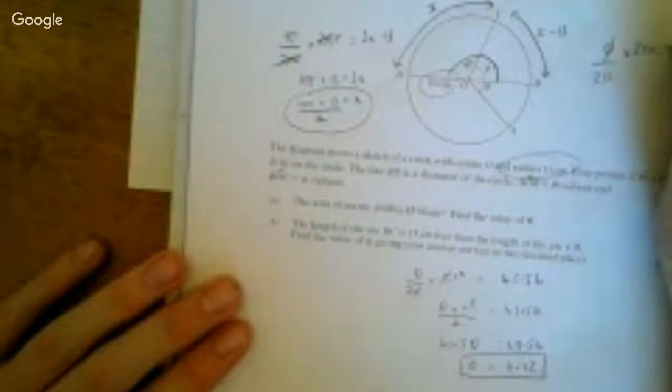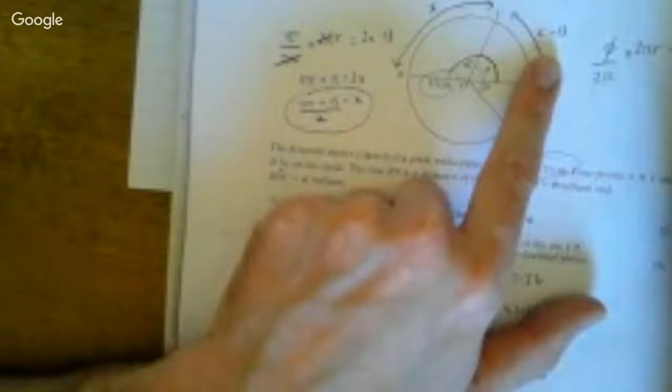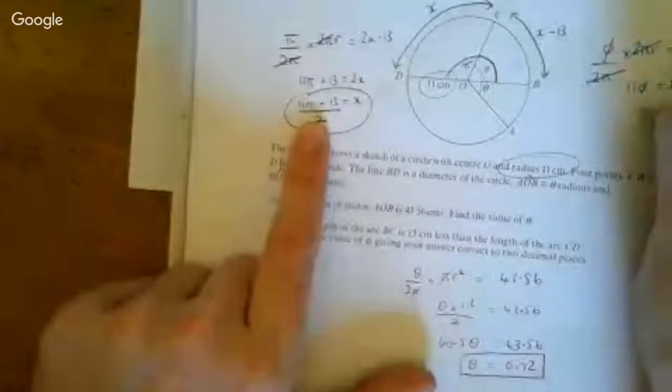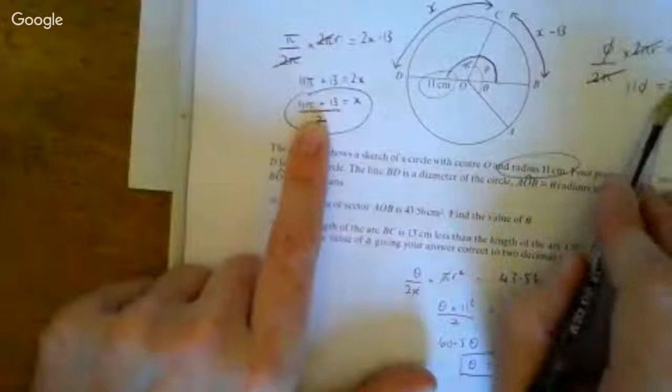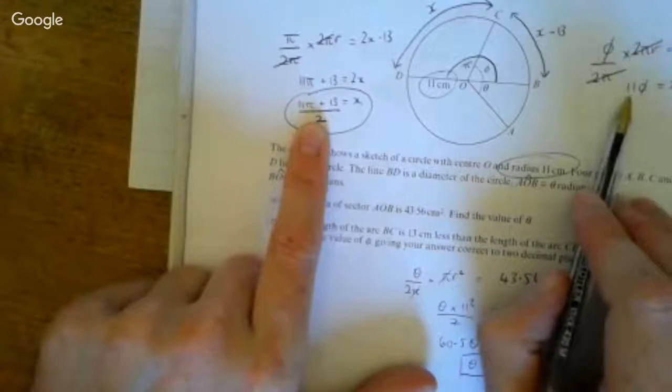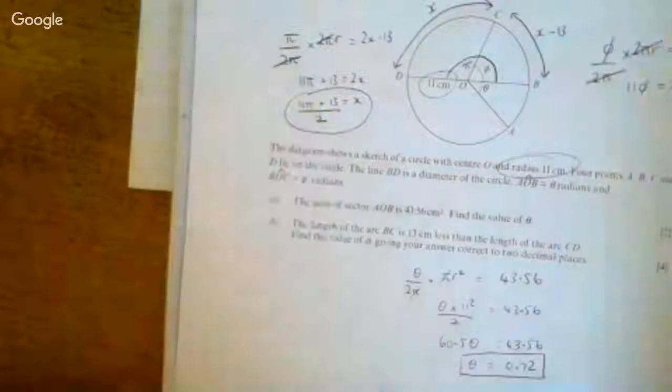Okay? Now, what I need to do next, I know this bit here, this phi over 2 pi times by 2 pi r would be equal to x minus 13. Yeah? Now, I know what x is. I'm going to put that into my calculator in a second. I need to just cancel that out and cancel that out. R is 11, so I know that 11 phi is equal to x minus 13. So then I need to work out what this x is. I need to then take away 13, and then I need to divide that by 11.